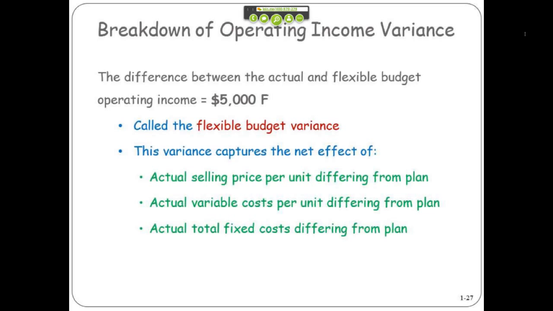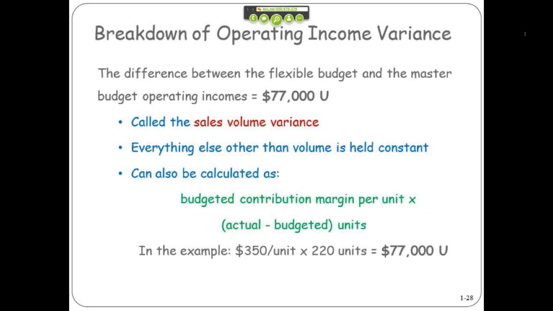So this 5,000 favorable is the flexible budget variance. And it's due to the fact that the selling price differed from plan, the variable cost differed from plan, and to the extent that you used a different fixed cost, it differed from plan. The other side is the operating income variance of the sales volume variance, of 77,000, unfavorable. Since everything else was held constant, that's just telling you you sold less than you should have.